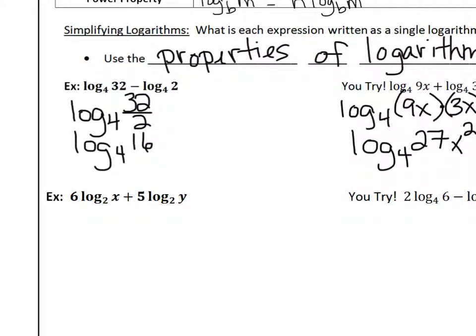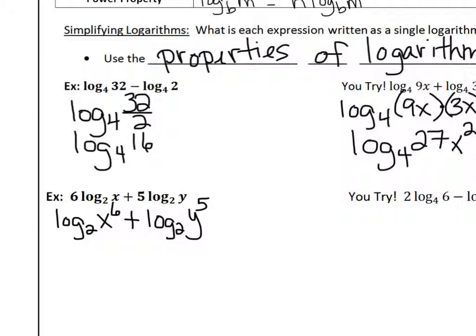So I'm going to rewrite the first log as log base 2 of x, and it's going to become to the 6th power, because the 6 being multiplied is going to go to that exponent. And then the second log, I'm going to do the same thing with that 5. So I'm going to go log base 2 of y to the 5th.